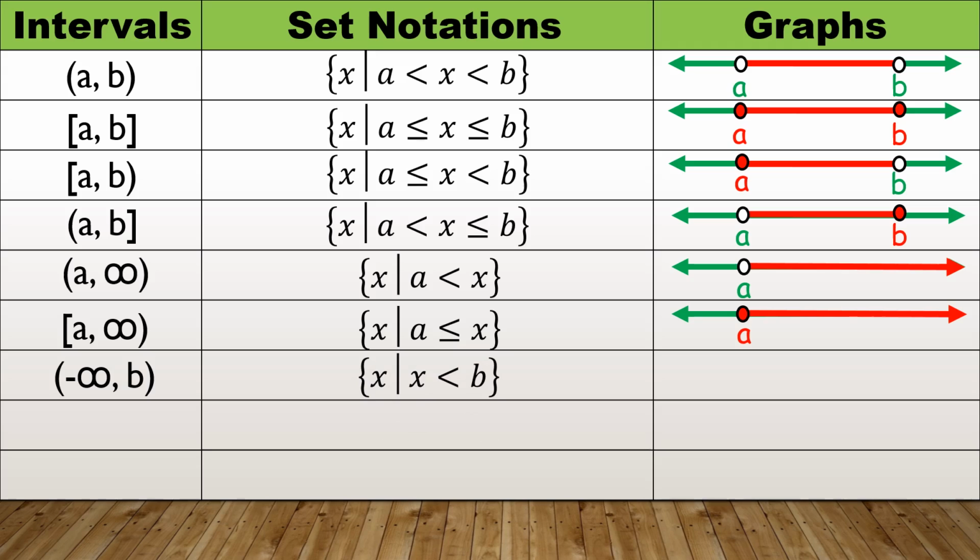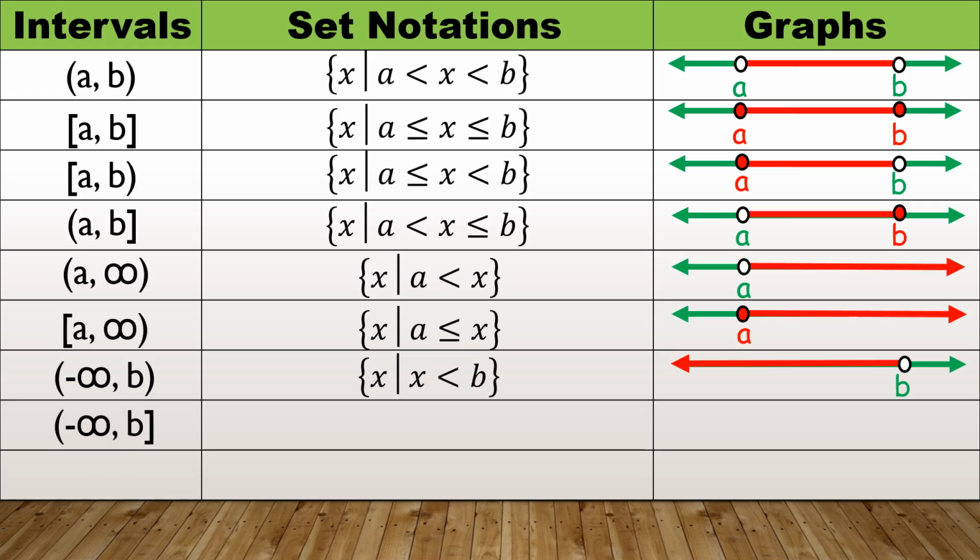So, for our set notations, we have for all values of x is less than b. Ibig sabihin, lahat ng solution set ay nasa left ni b. So, ayan ang number line. Si b ay hollow circle, ibig sabihin hindi siya kasama. And to the left. So, yan ang negative infinity. Walang katapusan papunta sa left ng b.